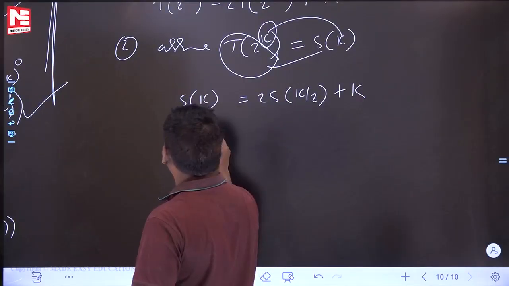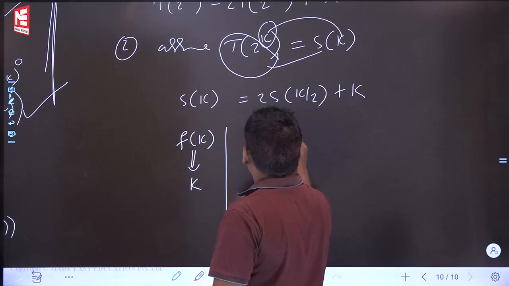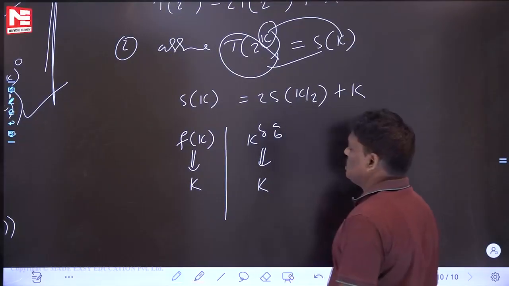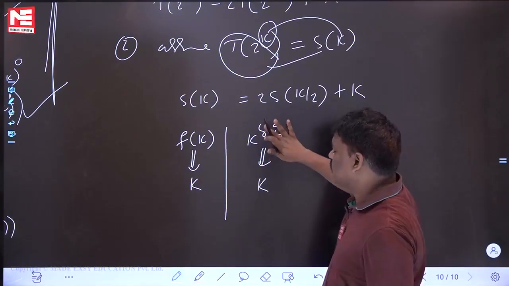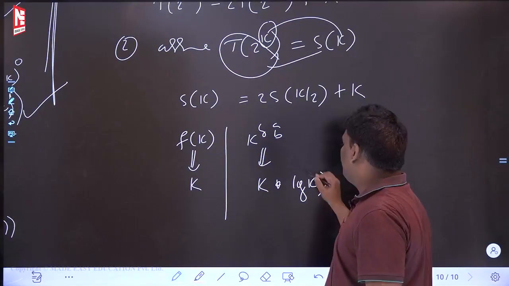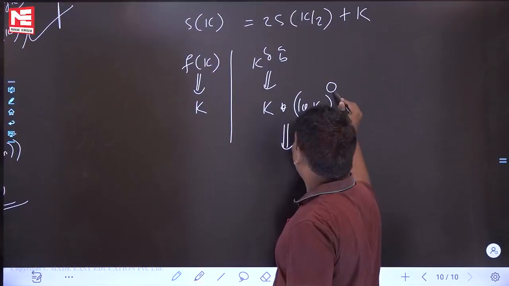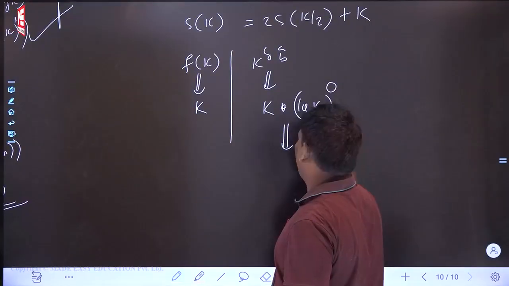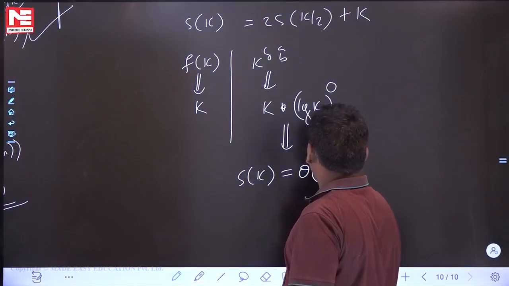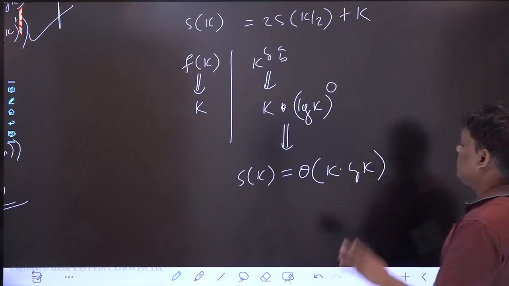What is F of k? It is k. Next one, k power log a base b, which is k power log 2 base 2. What is the answer? k. Both are equal. Which case of the master theorem is it? The third case. What does the third case say? Go to the right side and add log k whole power something so that both are equal. I think 0, so just write 0 plus 1. The answer is S of k is equal to theta of k into log k whole power 0 plus 1, which is 1.